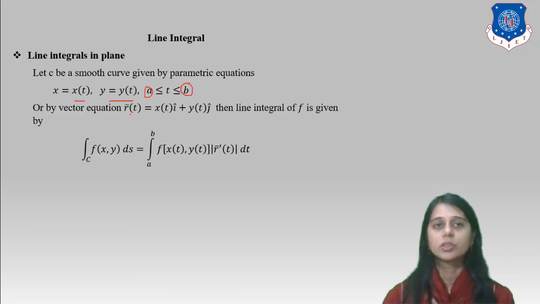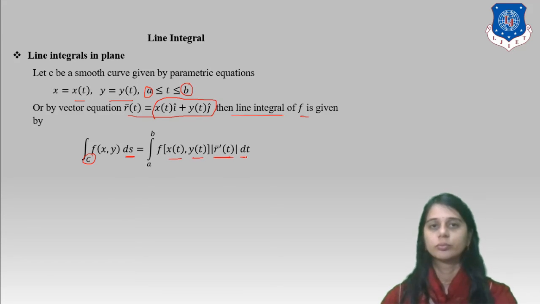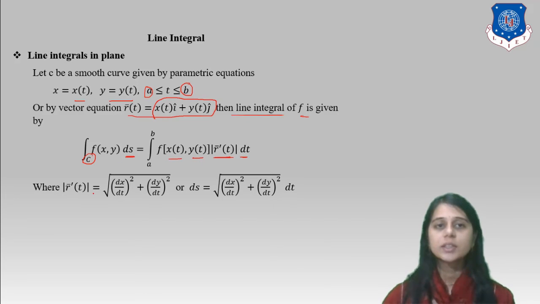With the vector equation r(t) = x(t) i + y(t) j, the line integral of f is given by the integral over the path C of f(x, y) ds, which equals the integral from a to b of f(x(t), y(t)) times the modulus of r'(t) dt. Now r'(t) is the square root of (dx/dt)² + (dy/dt)², so we take ds equal to the square root of (dx/dt)² + (dy/dt)² dt.